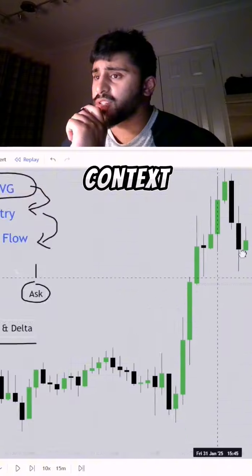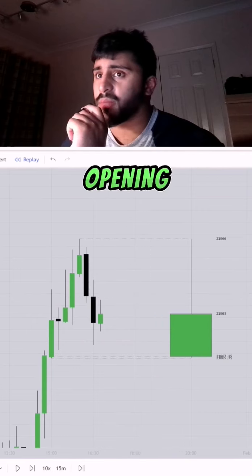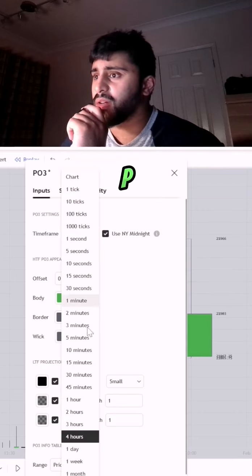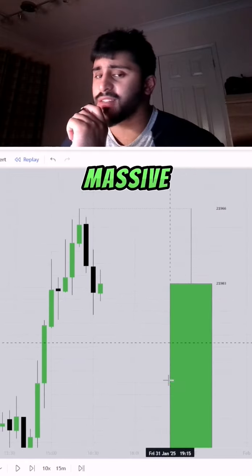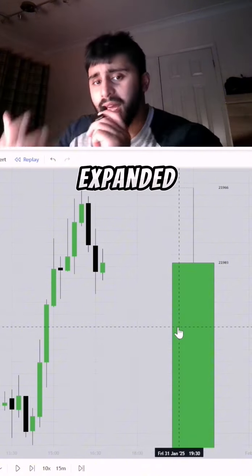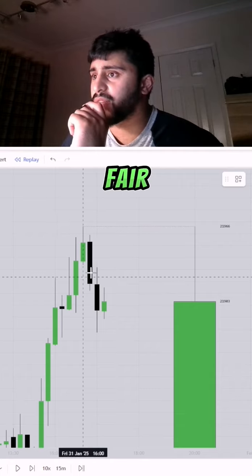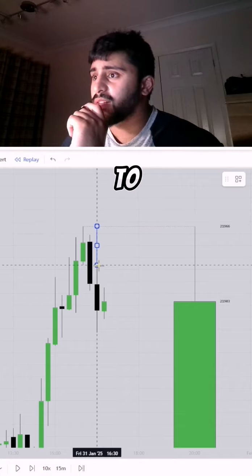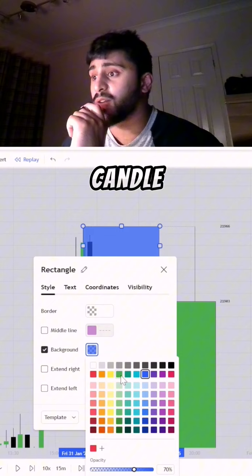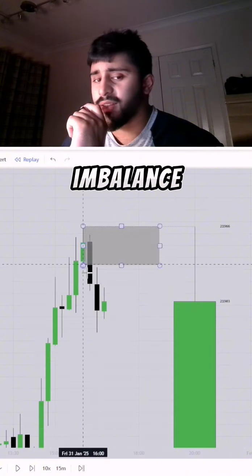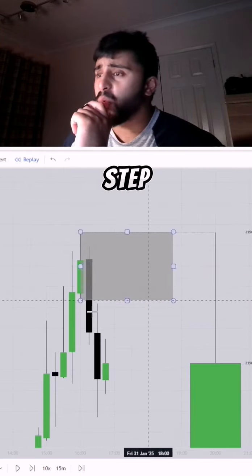So what we have over here for context, we have the Asian range down here and price is now well above the daily opening price. Just to give you my settings on the PO3, let's go to the daily PO3. We can see we have a massive green candle, which means we've expanded above the daily opening. And now from here, what we're looking for is a fair value gap. I want people to understand this because the fair value gap is essentially the one candle, the last candle before the imbalance. So the imbalance is just over here and the fair value gap is just above, right? So that is step one of the entry model.